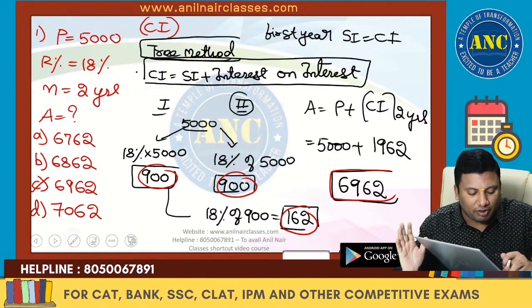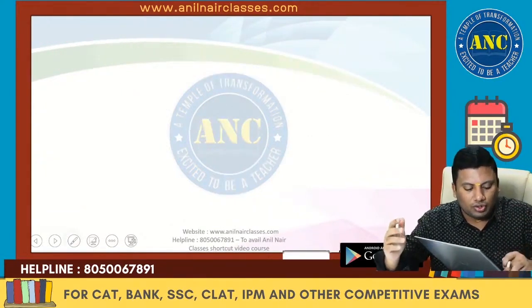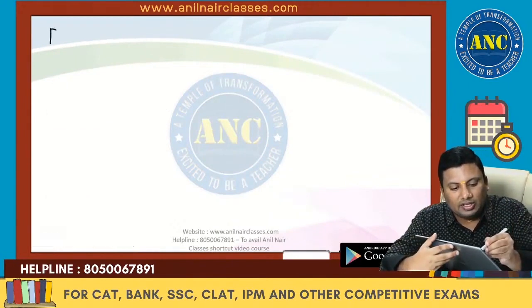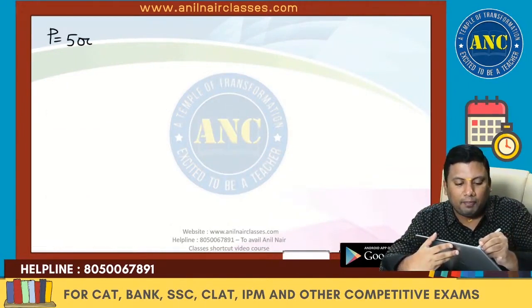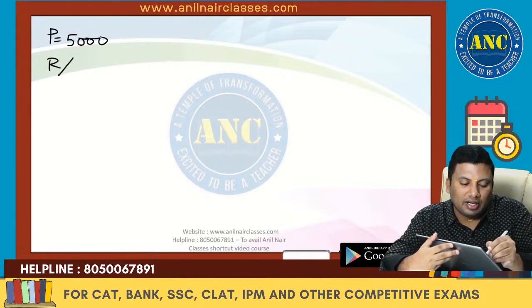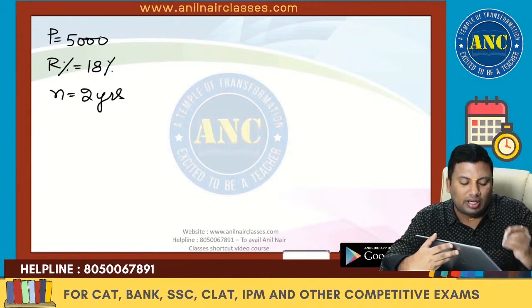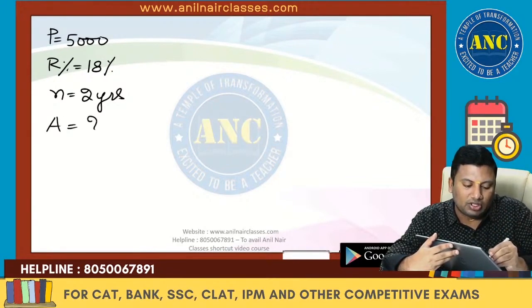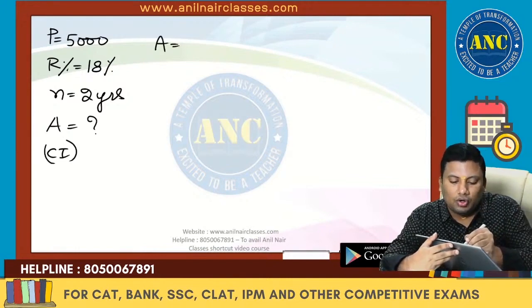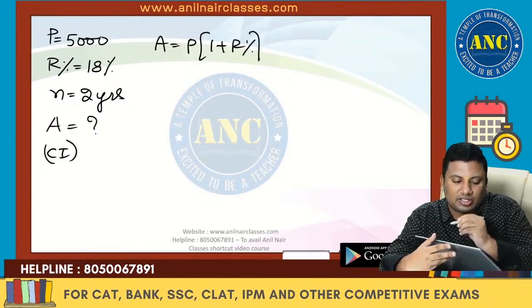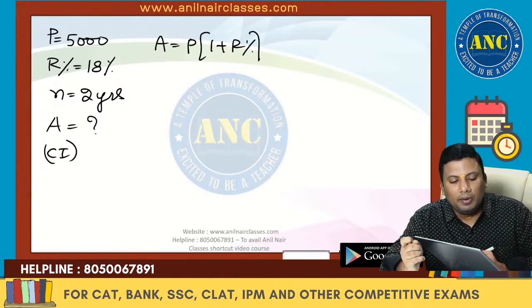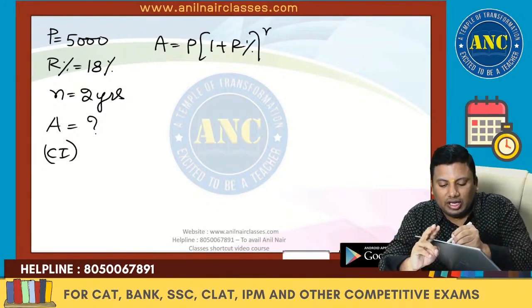Now, in case if you are an average student, how should you solve? P is 5,000. R is nothing but 18 percentage. N is nothing but 2 years. Amount is how much in the case of a CI? Now, you should know amount is nothing but P into 1 plus R percentage power n.